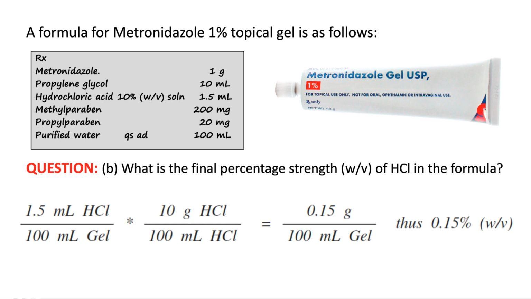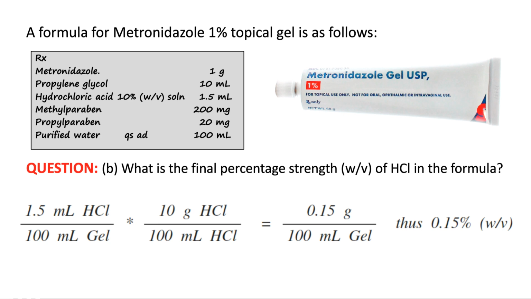Now, let's just go ahead and convert this volume of hydrochloric acid, because that's going to be a volume per volume. We want a final weight per volume. So let's multiply this by the fact that the 1.5 mils of hydrochloric acid that I'm adding has a concentration of 10% weight per volume. That means 10 grams per 100 mils of the liquid.